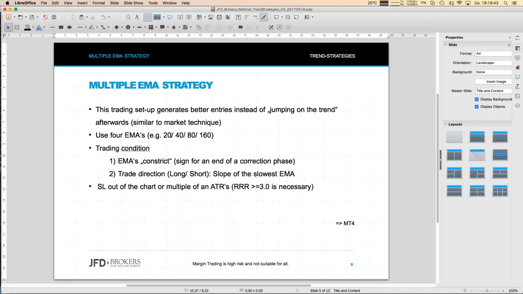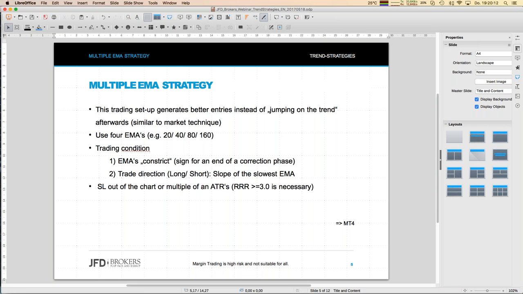The trade direction, in principle, I would prefer the slope of the slowest EMA. So if the slowest EMA is still upwards, then open the trade into the long direction. But there are examples. Mathematically, slope is well defined, but sometimes I would say let's look at the overall situation as well. Finally, we need, as always, a stop loss for a trade.